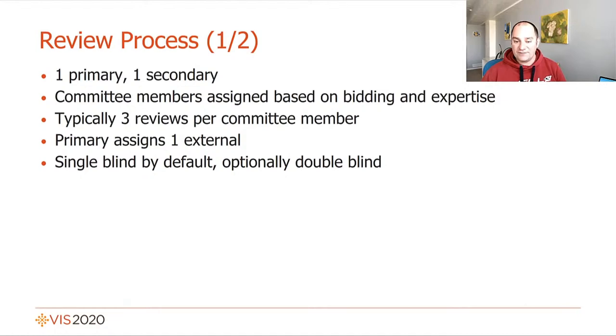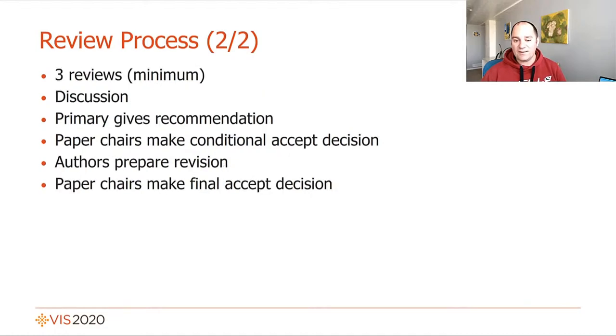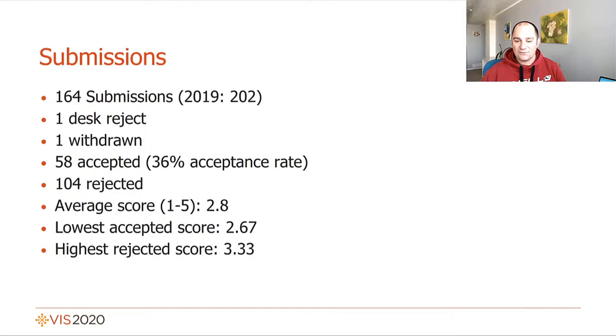Each paper received at least three reviews. The reviews then were followed by a discussion phase amongst the program committee members and the external reviewer. The primary then gives a recommendation to accept or reject. The paper chairs make these conditional accept decisions based on this information. And this is followed by the authors preparing a revision, which the paper chairs then review and make a final accept decision.